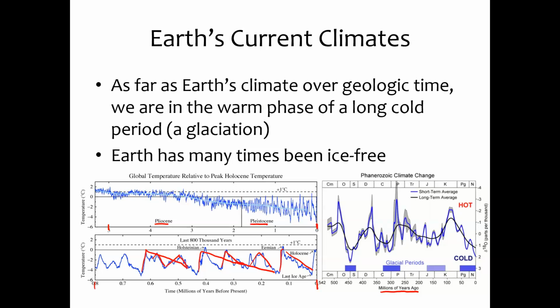If we want to contextualize Earth's current climate, global average temperature over geologic time over the past 550 million years, we are in the warm phase of a long cold period. The current temperatures are some of the lowest, at least over the past several million years that we've experienced. But our current temperature is probably a little warmer than that minimum, which means that we are in a warm phase, an interglacial, of a long cold period, a glaciation or ice age.